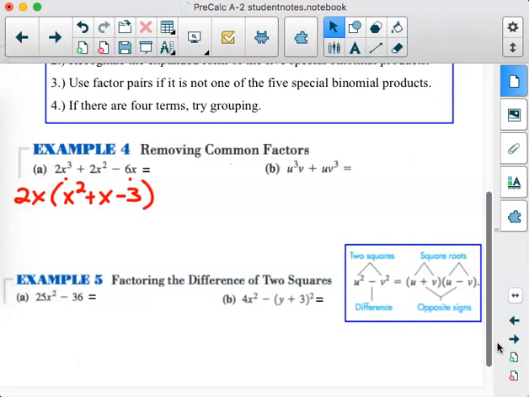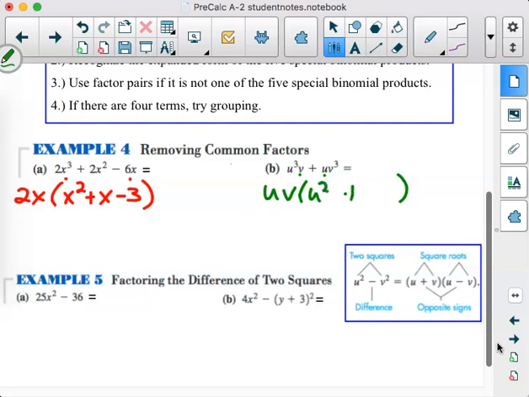For B, I notice they both have u's and v's. So I'm going to take one u because this one only has 1, and one v because the other one only has 1 v, and then think backwards about, well, how would I get that if I were to multiply? Well, I'd need a couple of more u's, but that's all I would need for that first term. And then in the back, I'd need a couple of more v's. So there's my v squared. Now, I still have squared terms, so the question is, can I keep going?